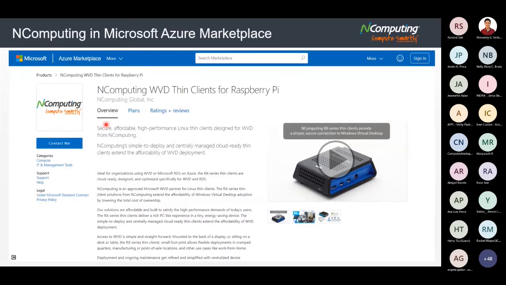Now, as previously mentioned, we work closely with Microsoft. If you would like to check the Azure Marketplace, we have already been announced there as a partner of Microsoft for the platform AVD. So feel free to visit the site, and you will see the product details of our collaboration with Microsoft.